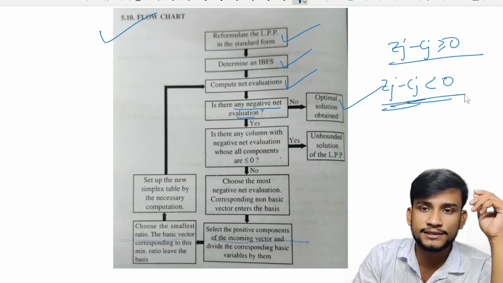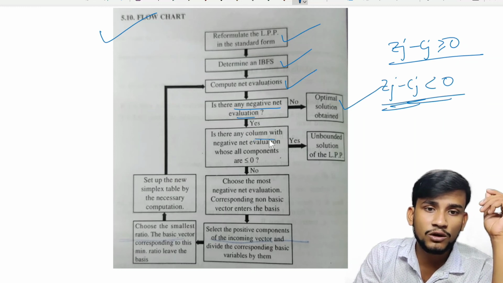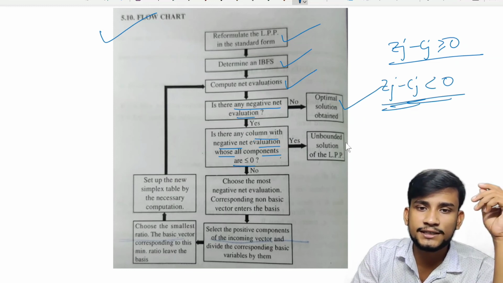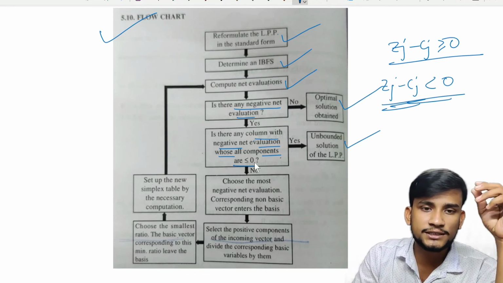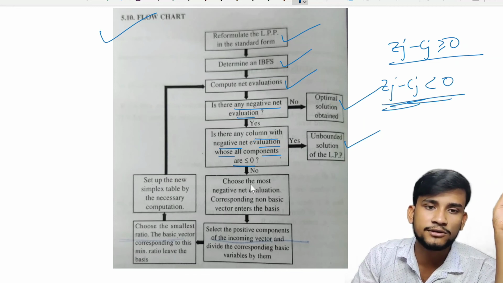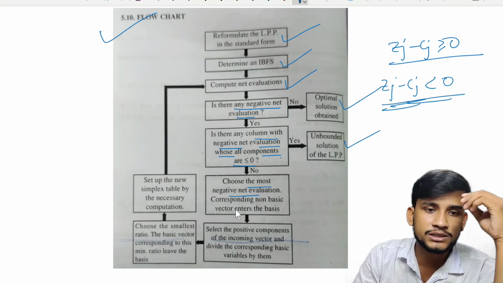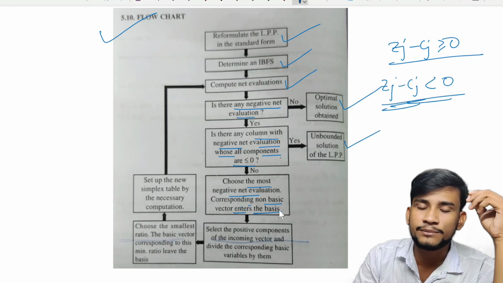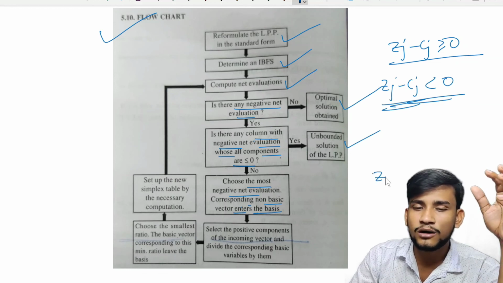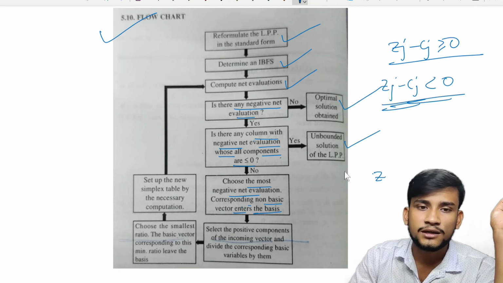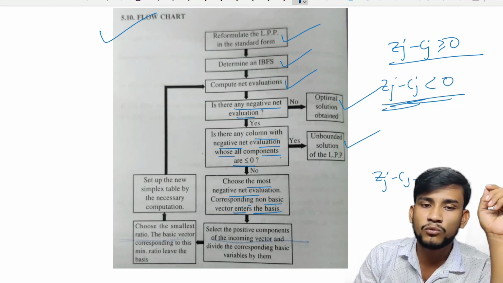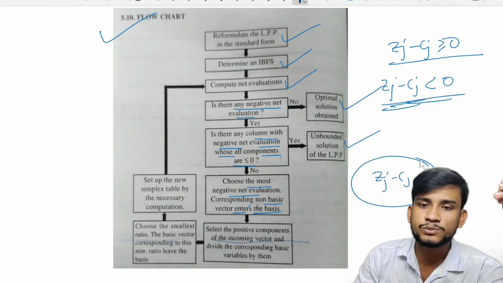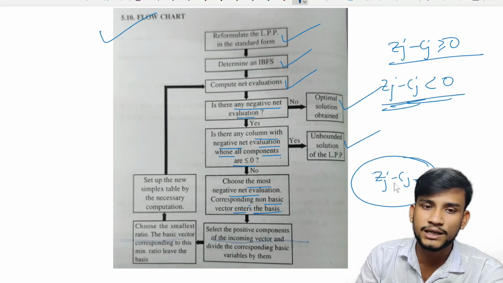If yes, that is Zj minus Cj is less than 0, then is there any column with negative net evaluation whose all components are less than or equal to 0? If yes, then the problem has an unbounded solution, we discussed it above. If no, then choose the most negative net evaluation, that is Zj minus Cj that is the most negative, and the corresponding non-basic vector enters the basis.